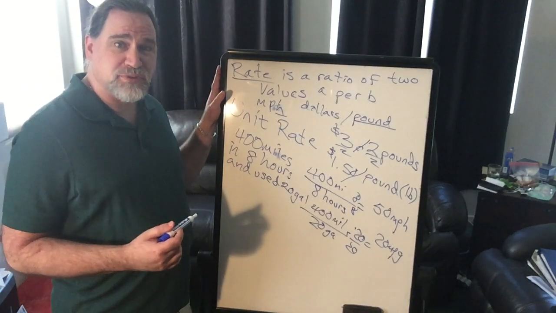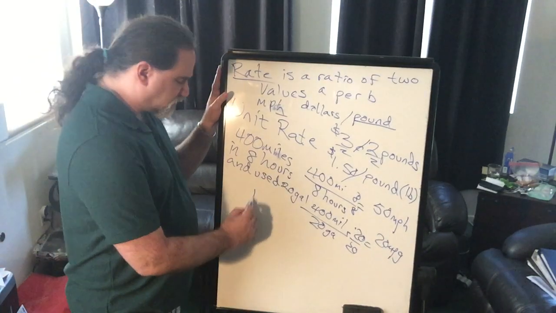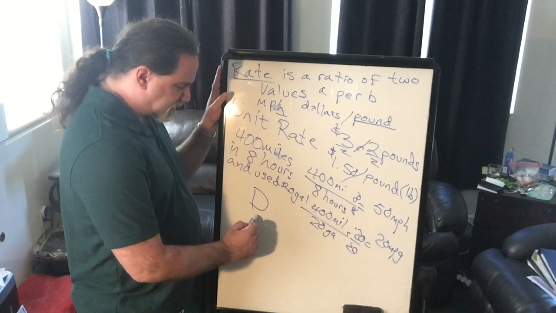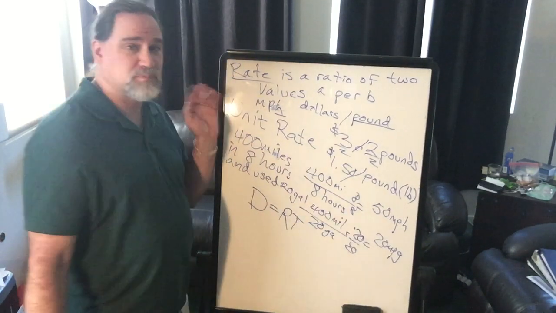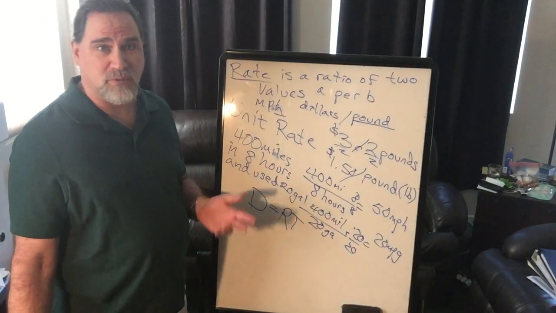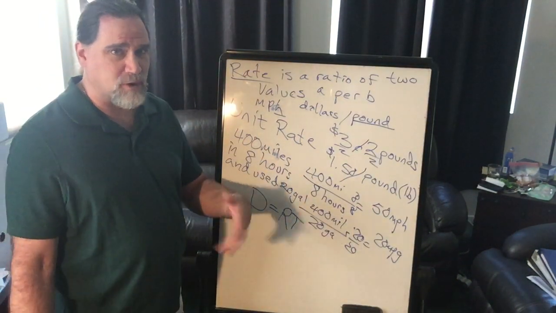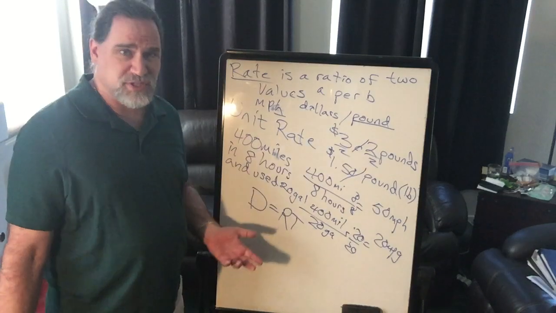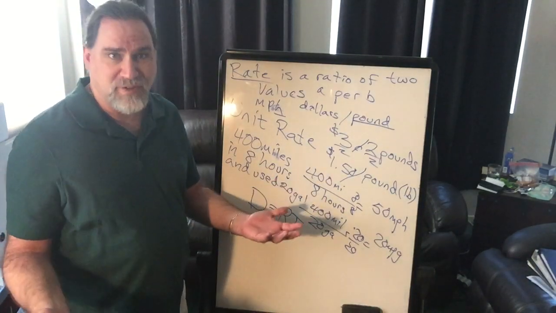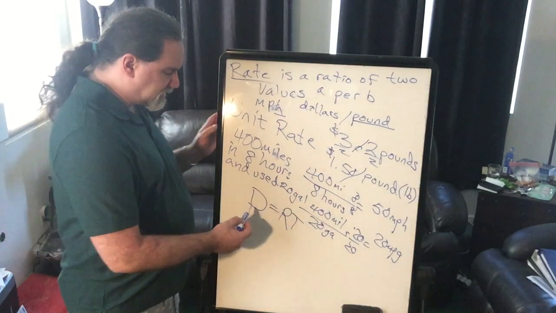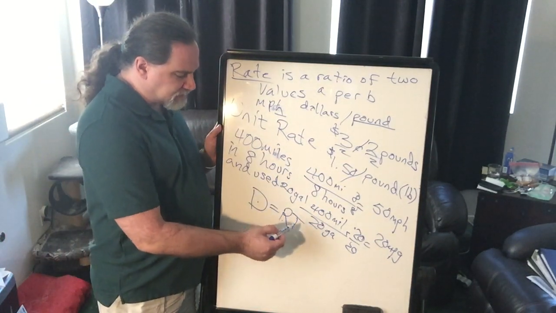You'll see this also in your science class. You'll probably see this formula if you haven't already. Distance equals rate times time. That's what we've been saying about miles per hour: however long you drive times however fast you drive gets you your distance. If you're going 50 miles an hour and you drive an hour, that's 50. If you drive 50 miles an hour and you drive half an hour, that's 25. So distance equals rate times time.